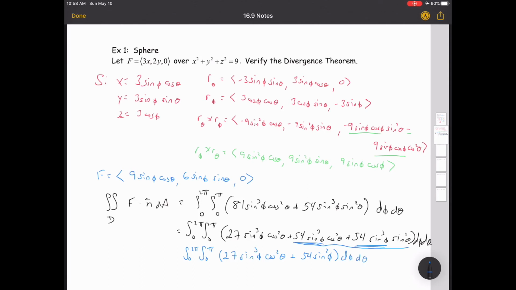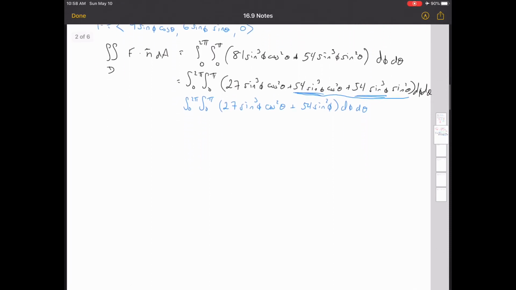d phi d theta. And the really nice thing about that is now it's actually going to allow me to factor out the sine cubed phi, which will allow us then to separate these two integrals. So let's go ahead and slide this down here, and factor out the sine cubed phi, which will leave us with 27 cosine squared theta plus 54, I'm sorry, just 54. I apologize.